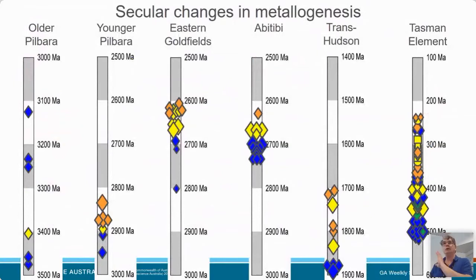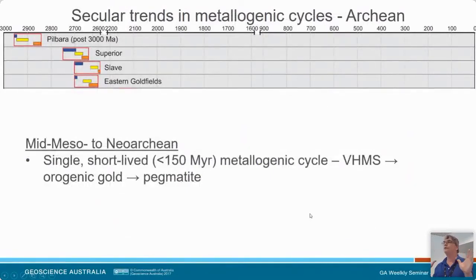So if we look at this from a holistic point of view, I've added a couple of other systems in here. So we have the older Pilbara, again, a long period of time, very pulsed and not very continuous. The younger Pilbara, you have a very short period of mineralization, and it's consistent: VHMS, orogenic gold, pegmatites. You see the same thing in the Eastern Goldfields, the same thing particularly in the Abitibi. In the Trans-Hudson, you see it's broadly similar, but in this case, we think we've got more than one metallogenic cycle. And then finally, in the Tasman element, it's quite different. It's chalk and cheese.